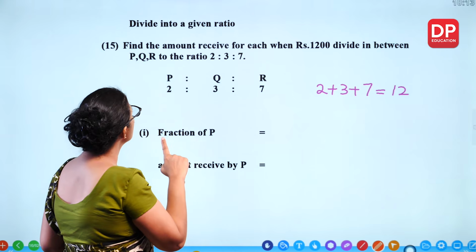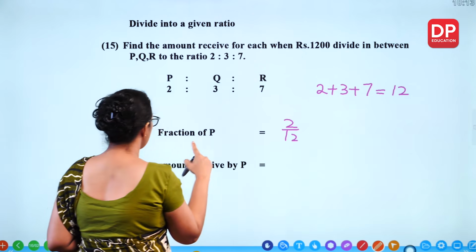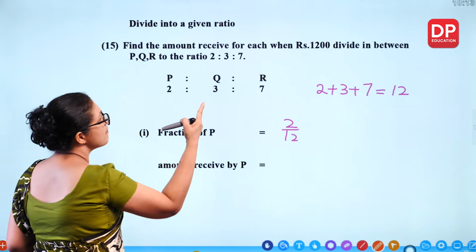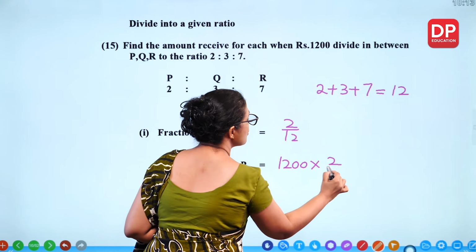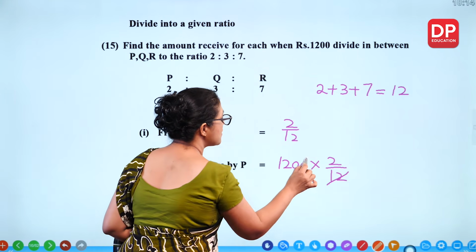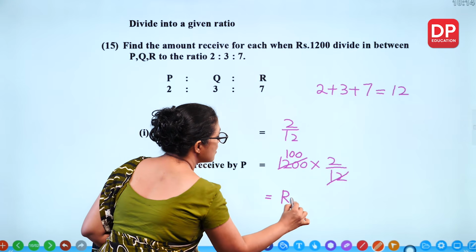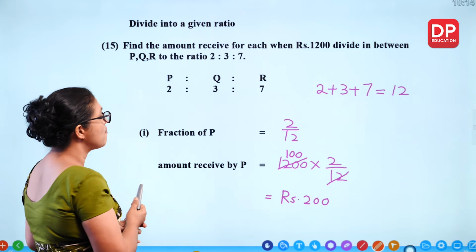So what's the fraction of P? 2 parts out of 12. So what's the amount received by P? 1,200 times this fraction, 2 over 12. 12 times 100, 100 times 2, that's 200 rupees. That's the amount received by P.